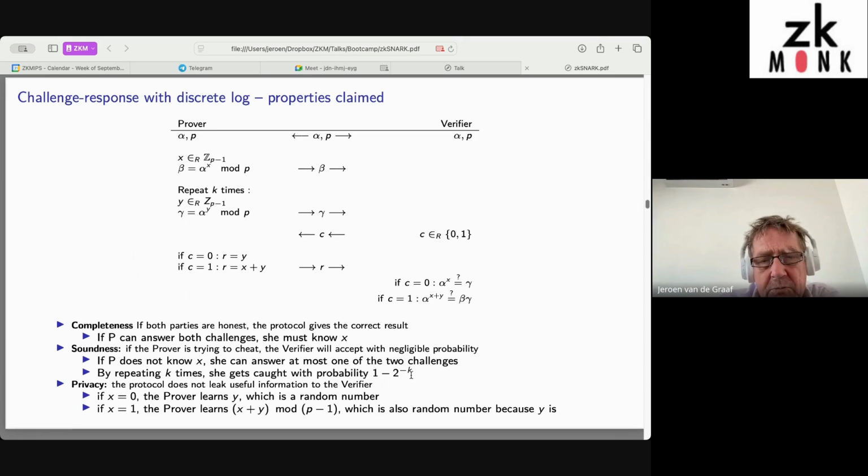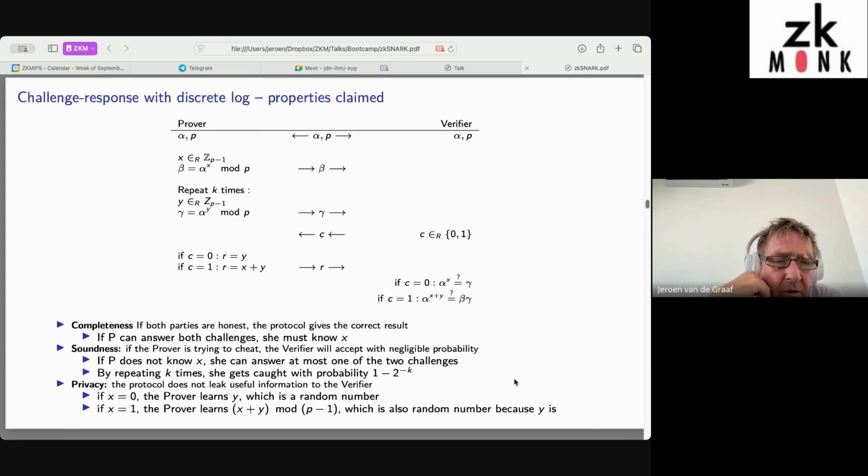So after k rounds, the probability of success is 2 to the minus k. So the probability of being caught is 1 minus 2 to the minus k. And if you do this like 20 times, then the probability of success is less than one in a million. So this is showing why the protocol is sound. This is protecting the verifier from a cheating prover. You should understand this. This kind of reasoning is very common in many cryptographic protocols.